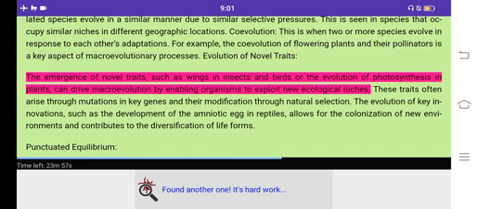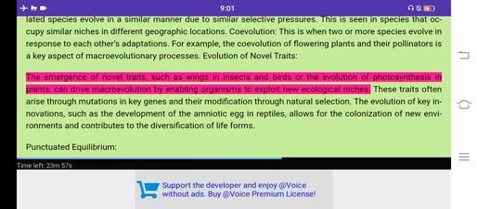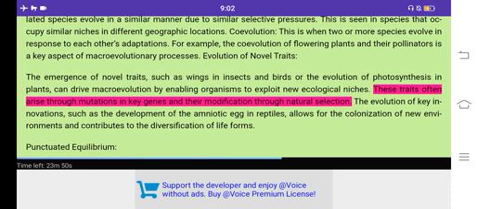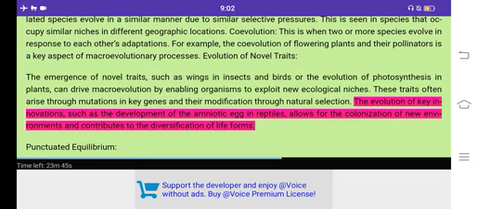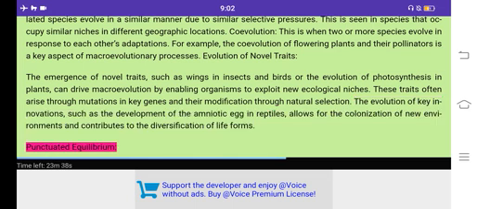Evolution of novel traits. The emergence of novel traits, such as wings in insects and birds or the evolution of photosynthesis in plants, can drive macroevolution by enabling organisms to exploit new ecological niches. These traits often arise through mutations in key genes and their modification through natural selection. The evolution of key innovations, such as the development of the amniotic egg in reptiles, allows for the colonization of new environments and contributes to the diversification of life forms.